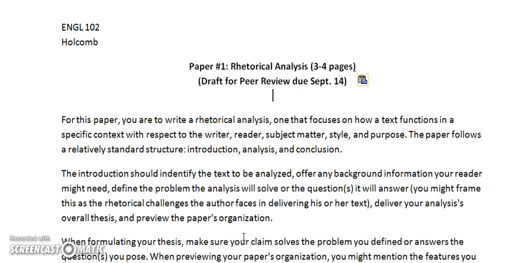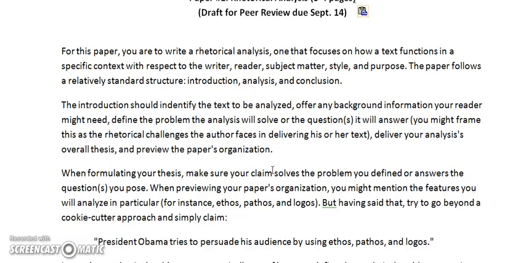Another way of thinking about this is you might frame this as the rhetorical challenges the author faces in delivering his or her text. Then deliver your analysis's overall thesis, and then preview the paper's organization. In a few minutes, I'm going to show you a concrete example of this from a student paper. When formulating your thesis, make sure your claim solves the problem you defined or answers the question you pose.